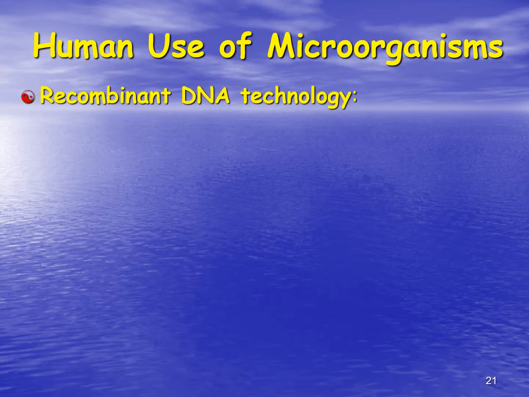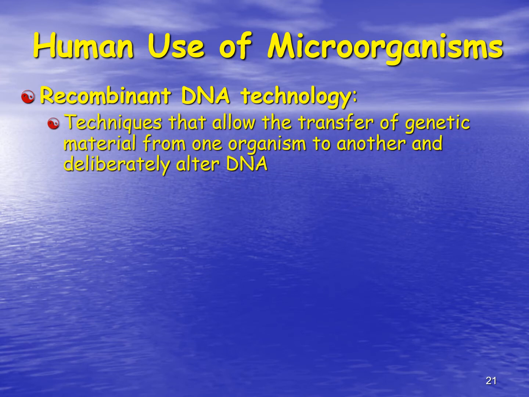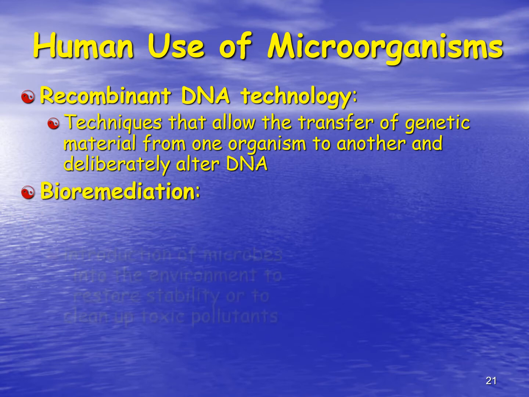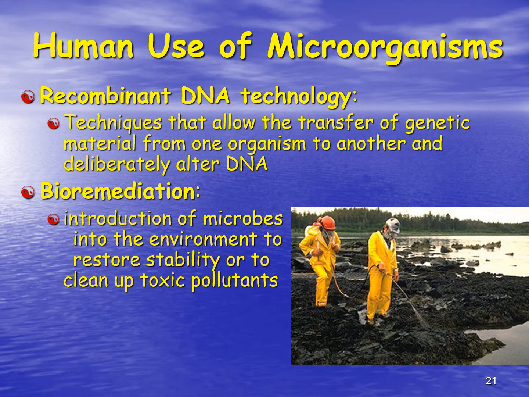We'll talk a little bit about recombinant DNA technology. These techniques allow the transfer of genetic material from one organism to another and deliberately alter the DNA of the recipient organism. And bioremediation. This is the introduction of microbes into the environment to restore stability or to clean up toxic pollutants such as oil. There is a group of oil-eating bacteria that actually will munch up the oil and get rid of it.